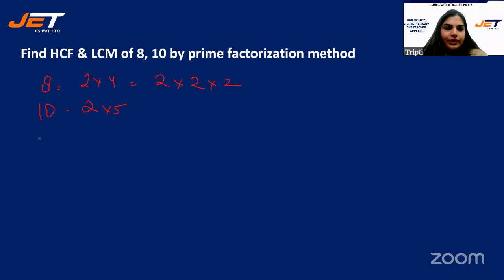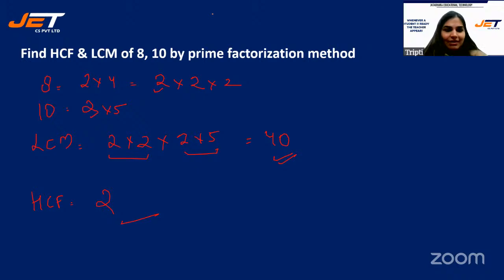Now here, HCF and LCM. For the LCM, we take the maximum powers: 2 times 2 times 2 times 5. And HCF is just making one pair of 2. So HCF is 2. For LCM, 2 times 5 is 10, 2 times 2 is 4, 4 times 10 is 40. Sorry, 40 is the LCM and 2 is the HCF.